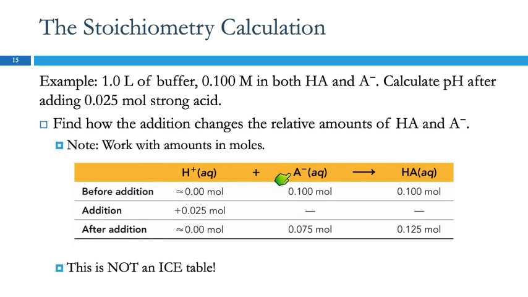Initially, the base concentration was 0.1 molar times 1 liter. These are mole amounts. We can't do this part in molarity. The biggest reason is when you add something to the solution, the volume changes and then the concentrations change. So we have to do this in moles. Here they're making it easy on us because it's 1 liter. So the number of moles of the acid initially is 0.1.